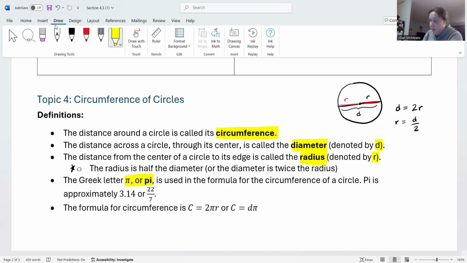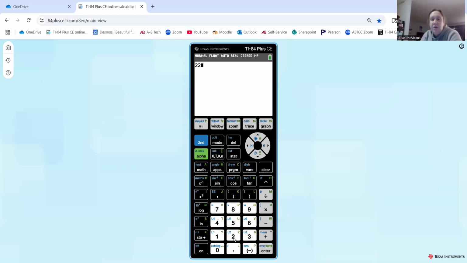So we always estimate pi as either 3.14, or sometimes we'll use 22 over 7. You can also use the button on your calculator, which is slightly different than both of these. Okay, so if we were to type in 3.14, actually, let's go to the calculator and I can show you. So if we were to type in 3.14, that's just 3.14. Okay, if I were to look at 22 over 7 as a decimal, I get 3.142857143. So it certainly rounds to 3.14.